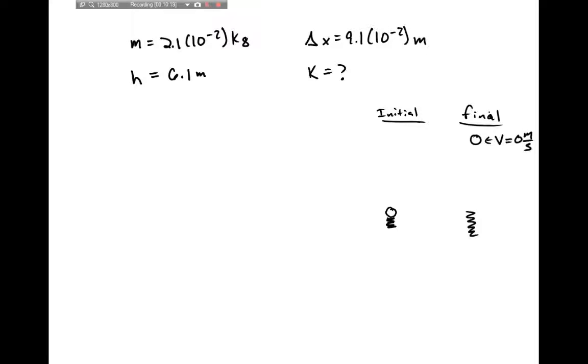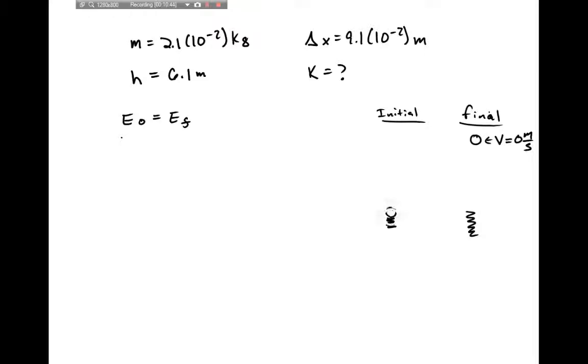Now, because the only forces present during this whole process are conservative forces, we can say that the initial energy of the system is equal to the final energy of the system. We can say this because there are only two forces acting on this mass: the spring force and the gravitational force, and both of these forces are conservative. So we know that energy will be conserved.